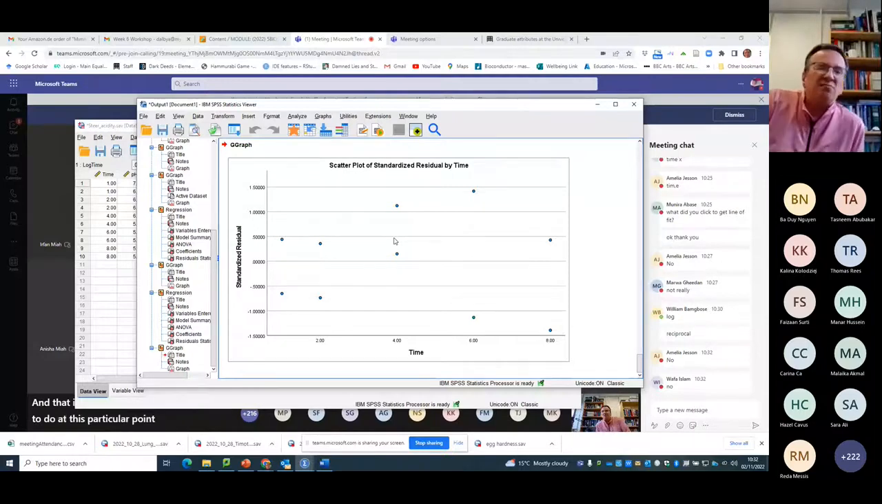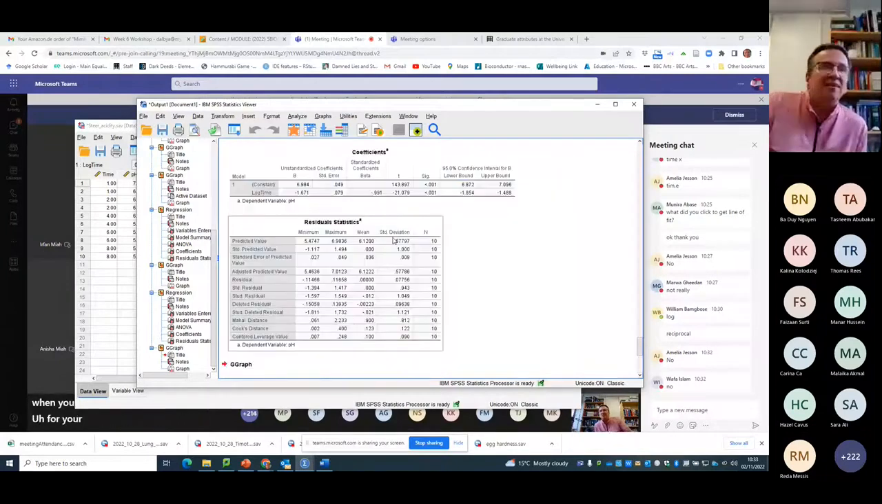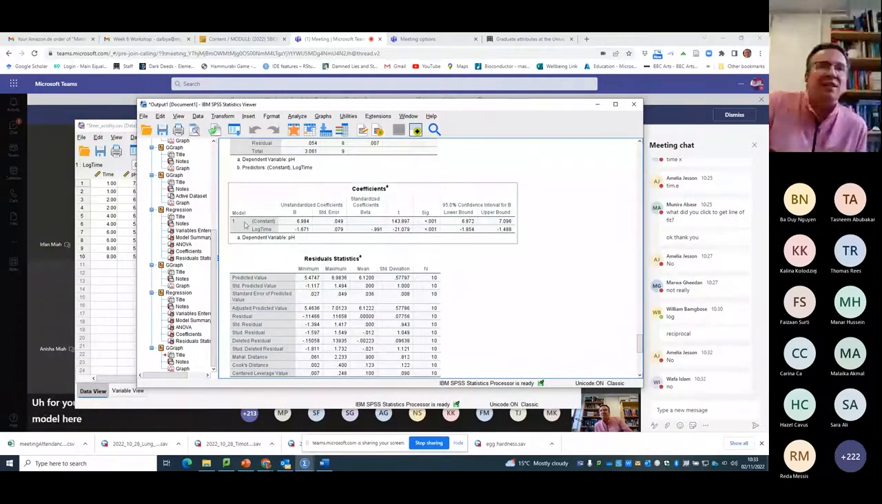Most of the time it will be logs. Occasionally, it might be reciprocals, such as in enzyme kinetics. You do a double reciprocal plot, so you do 1 over x and 1 over y. The only thing you need to remember is when you transform your data back for your confidence intervals. So the confidence interval for the gradient here is based on the logarithm of time. So I have to take the anti-logarithm of this and this to show what the actual values are.